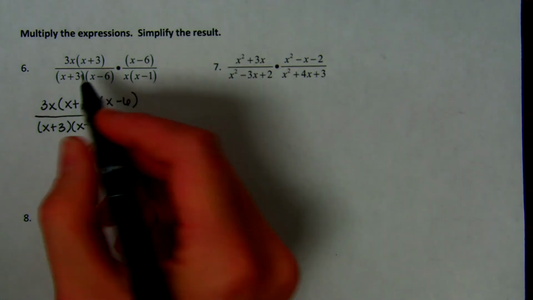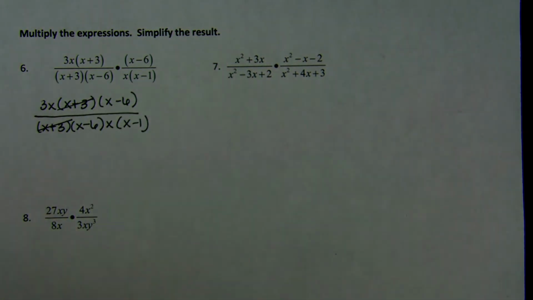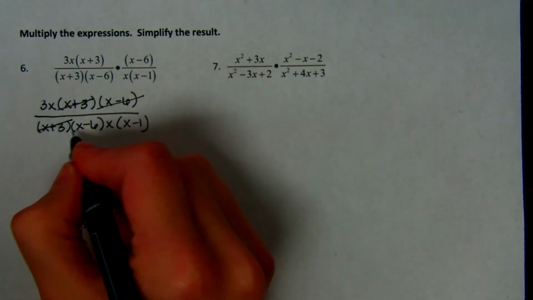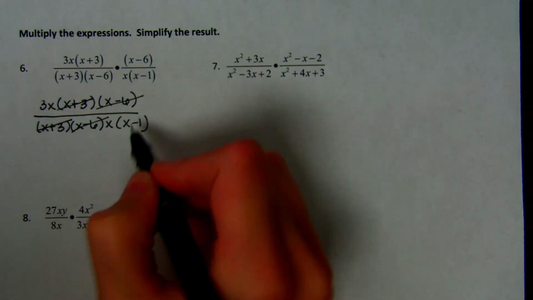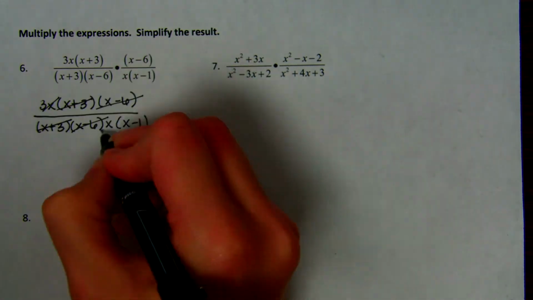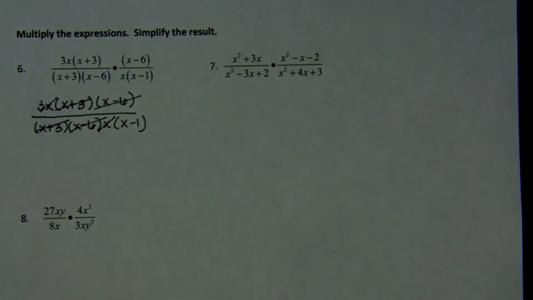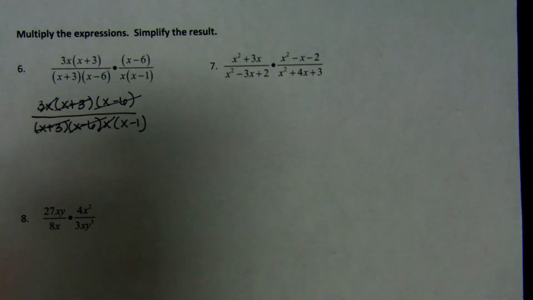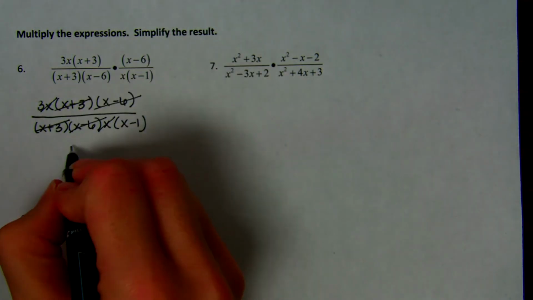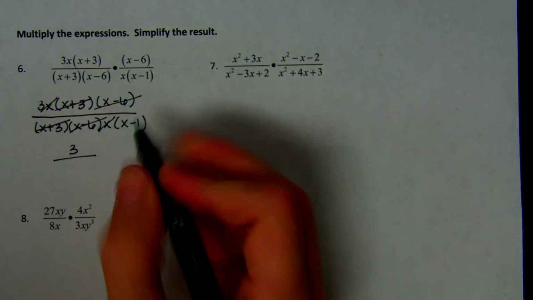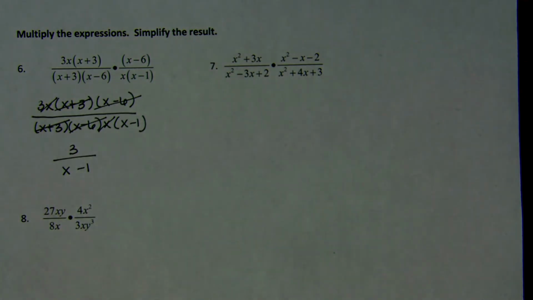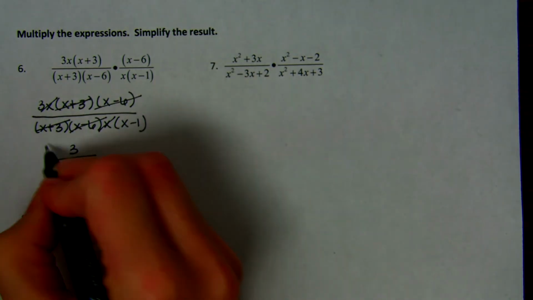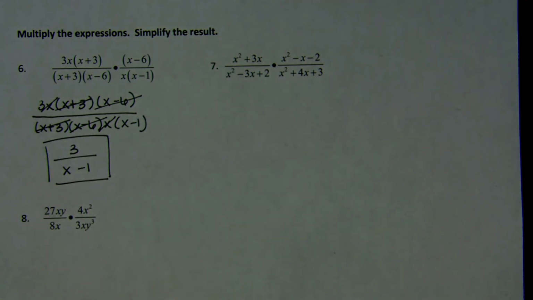Okay, and now what I can do is I can cross out common factors, so things they have in common. So I've got an x plus 3 in the top and the bottom. I'm going to cross those out. And I've got an x minus 6 in the top and the bottom. I'm going to cross those out. And then I have this lonely x right here and this lonely x right there. They can both go. And then we write what is left in the top and what is left in the bottom. Well, what's left in the top is a 3, and what's left in the bottom is an x minus 1, like that. And so our simplified fraction is 3 over x minus 1.